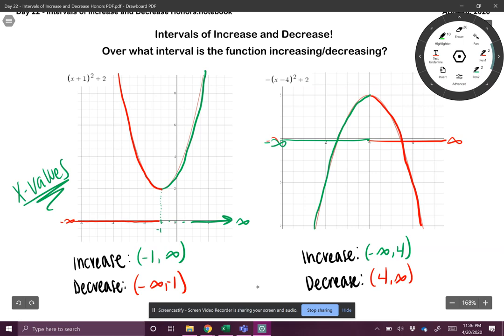Now you may be thinking, well, the function is decreasing, it's going down, so why isn't this -infinity? Again, we're just talking about the x values here when we look at intervals of increase and decrease. So from the x value of 4, and then 5, and then 6, and then 7, all the way up to infinity, my function is decreasing.